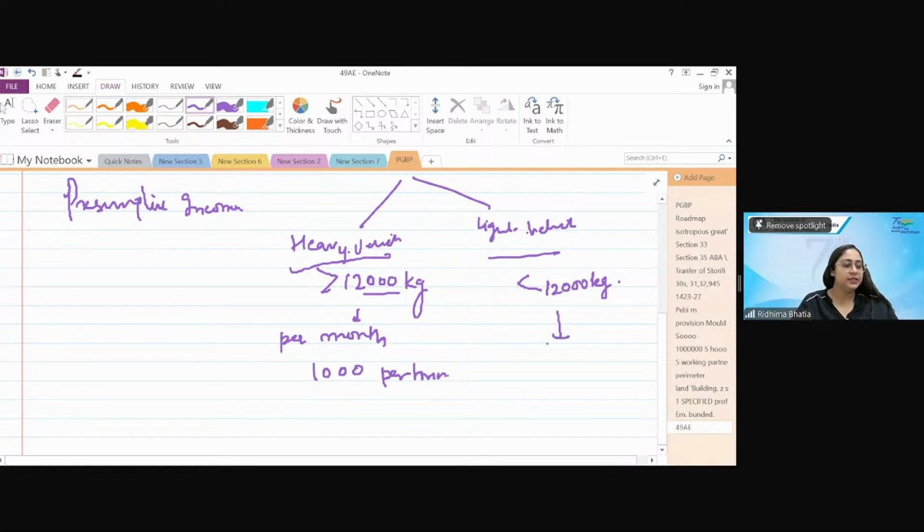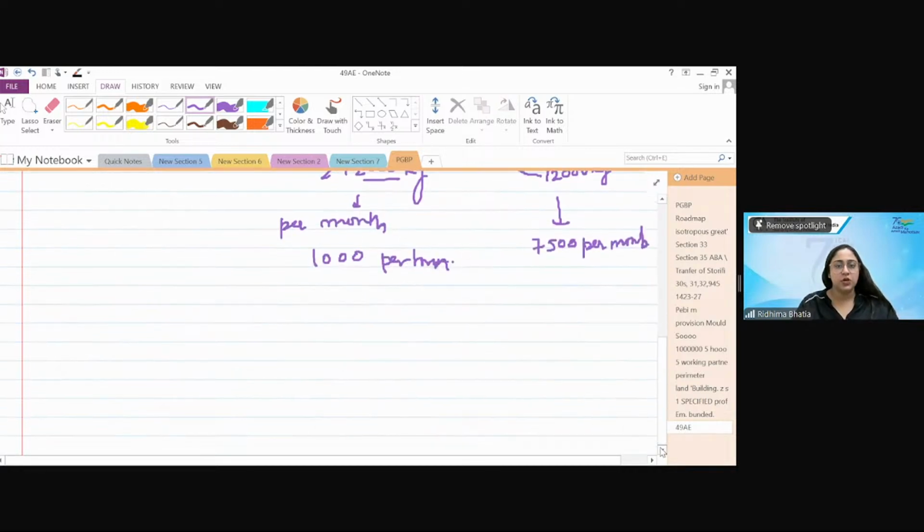और light vehicle के लिए it is simple. Light vehicle के लिए you don't have to apply lot of brain. Light vehicle के लिए it is simple 7,500 per month. तो यहाँ पे per month से पहले per ton भी है. So per ton per month for heavy and 7,500 per month. Part of the month has to be considered as full month. तो अगर आपके पास वो महीने में 10 दिन है तो still also you will take 7,500 per month as a presumptive income. This is your presumptive income.